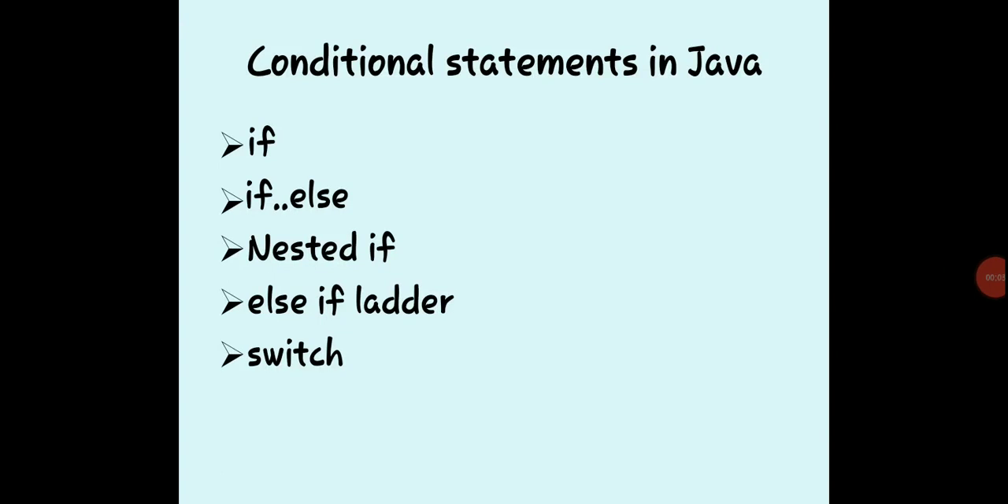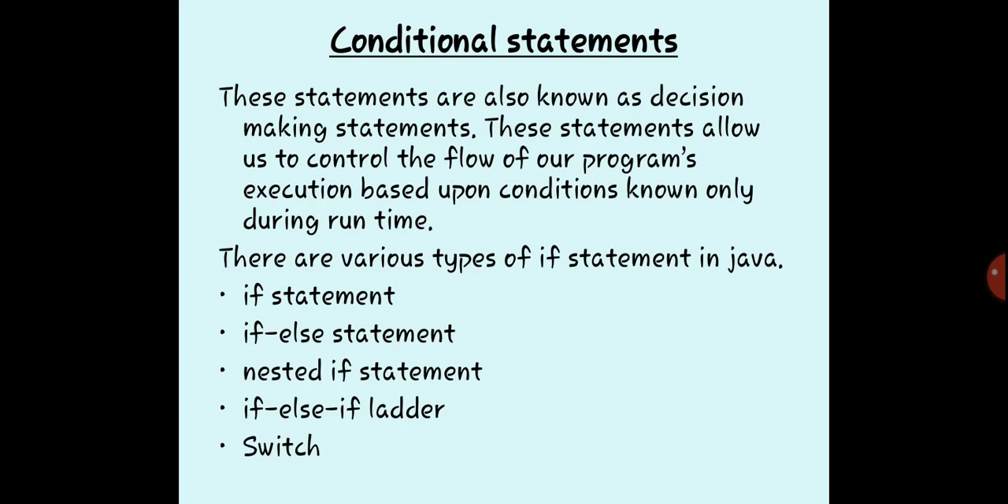In this video, we are going to see the conditional statements of Java. Java has all types of conditional statements like the other programming languages have. The conditional statements of Java are listed here: simple if, if else, nested if, else if ladder, and switch.